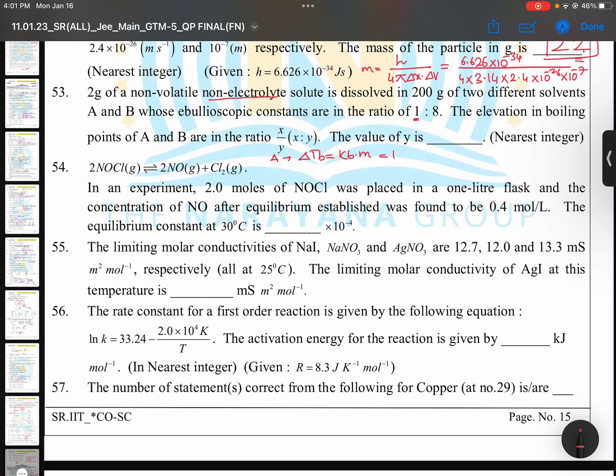Kb value is 1, the ebullioscopic constant. Molality will also be the same because molality is equal to 2 by molecular mass of solute, which will be the same, and 200 grams of solvent, that will be the same. So m is going to be the same. So for A, delta Tb is 1, and for B, delta Tb is Kb into m, that is equal to 8. So the ratio is nothing but 1 by 8. y is equal to 8. Very simple question.